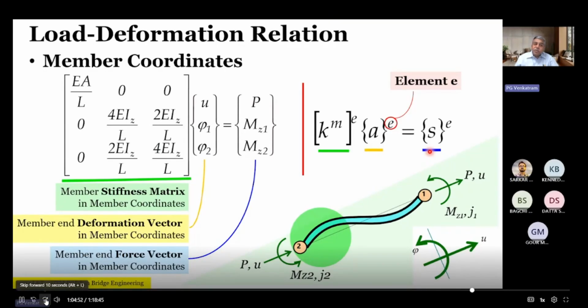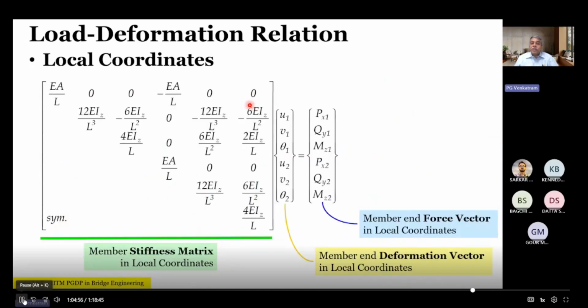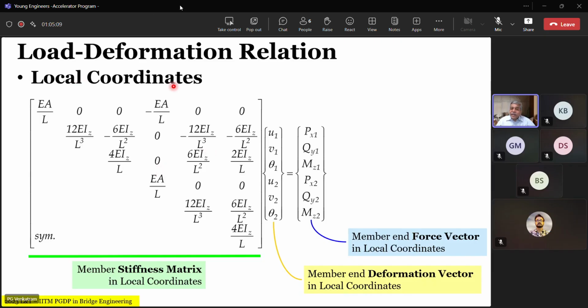Yes, sir. So this is at the member level, but when we go to the local coordinate system, that 4x4 becomes an 8x8 matrix, which considers the two ends together. So you have the axial deformations also joining in. So it will become a 6x6 matrix, as we call it, not 8x8, because the axial deformation is also added into it.